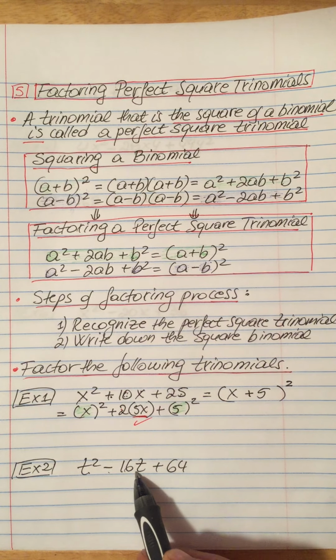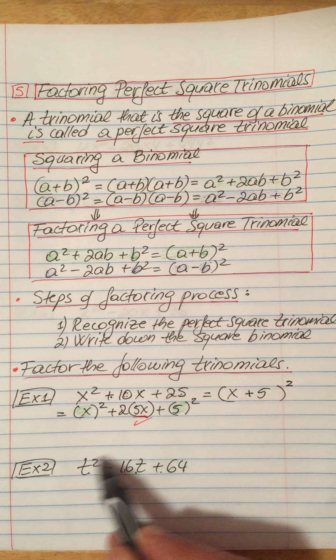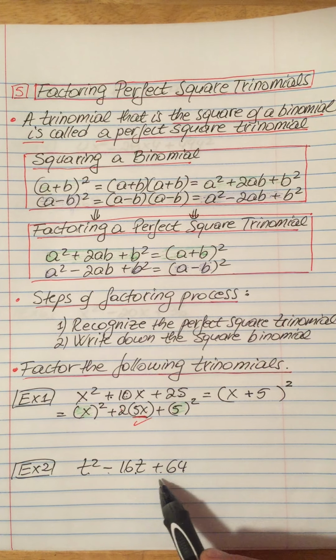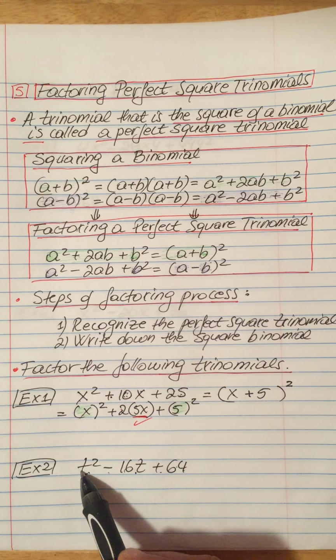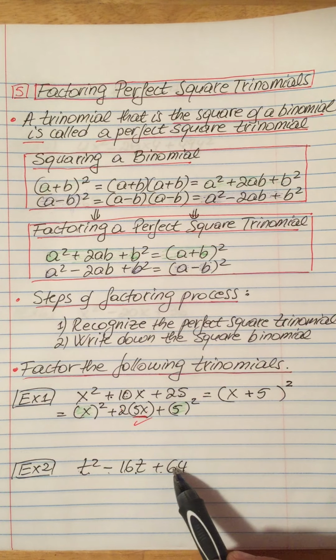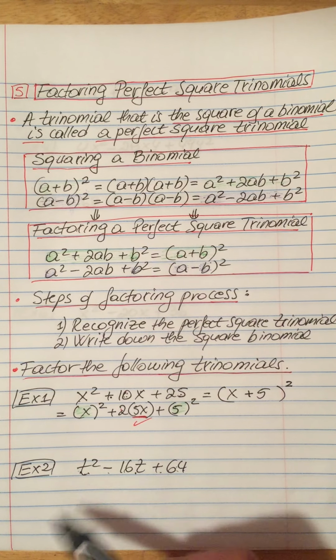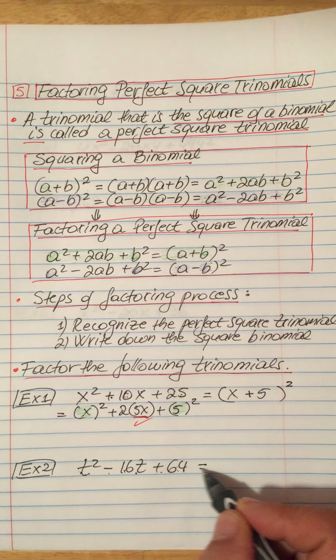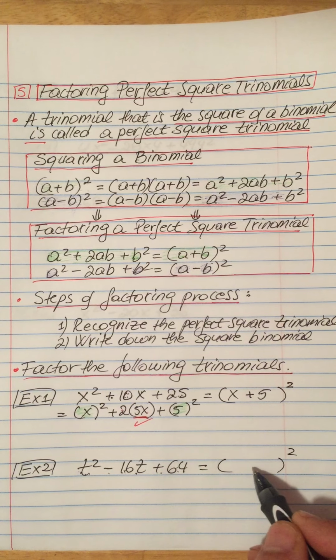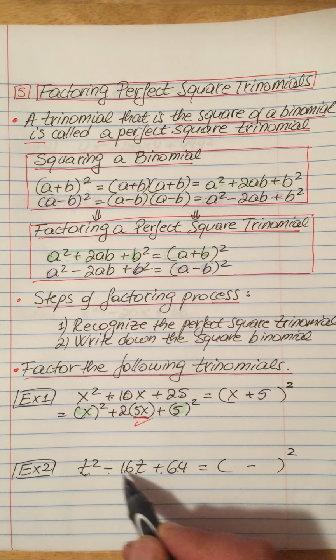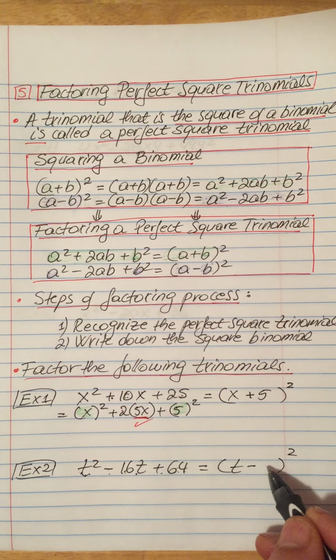Now let me go quickly here. t squared minus 16t plus 64, no common factors. So I need bases: t, 8. These are my bases. Now the product of my bases, 8t, doubled, is 16. Yes, it is. So I will write the square of the binomial with a minus, and now I will write the bases t, 8.